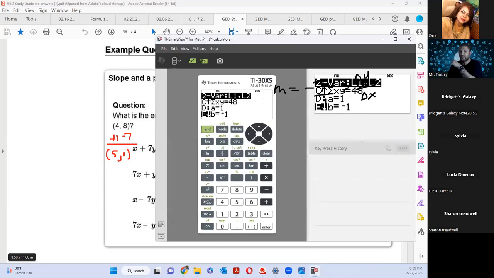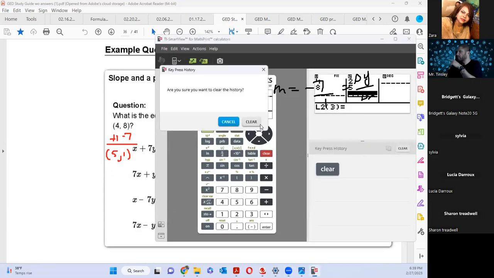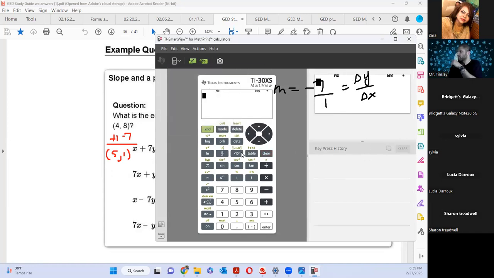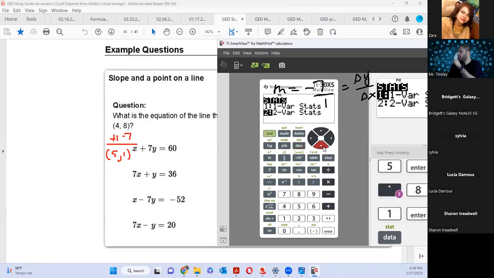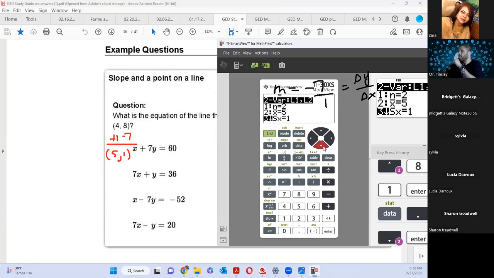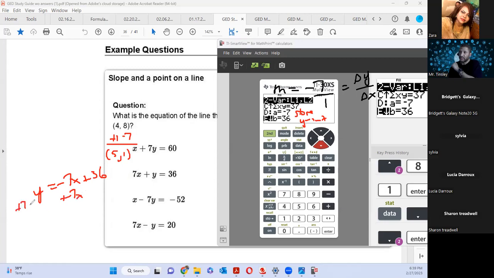I'm going to grab my calculator and use my 2 points. Let me clear everything out first. Go to my data. My two x's are 4 and 5. My two y's are 8 and 1. Second, data, two-variable calculate. I'm looking for A and B. A is my slope, and B is my y-intercept. So my equation of the line is y equals minus 7x plus 36. All my answers are in standard form, so I need to add 7x to both sides. I get 7x plus y equals 36.